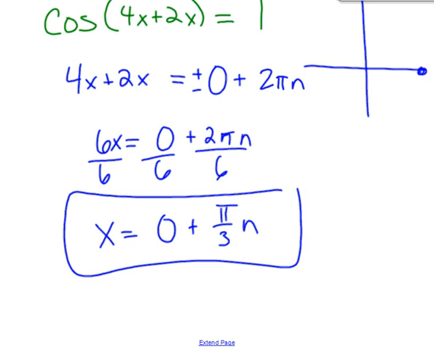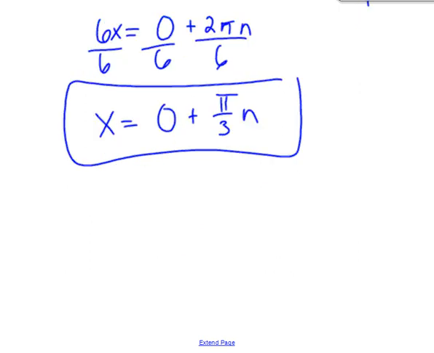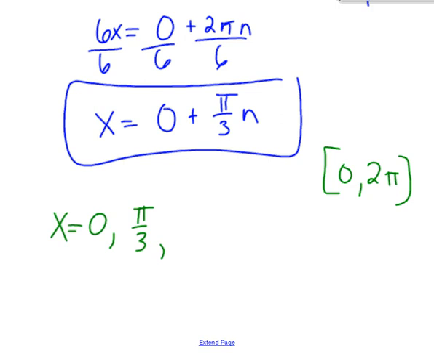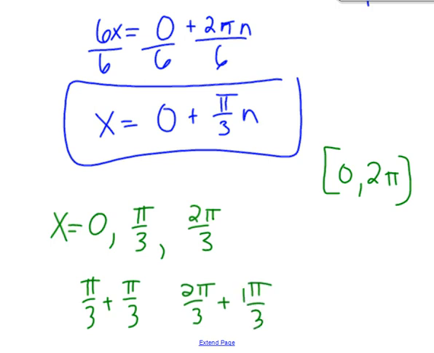Okay, and if I want to find all my particulars, so from 0 to 2 pi usually, we put in 0 for n. So we get 0. And then we put 1 in and we're at pi thirds. And we just keep adding pi thirds. So pi thirds plus pi thirds is 2 pi thirds. 2 pi thirds plus pi thirds is 3 pi thirds, which is the same thing as 1 pi.